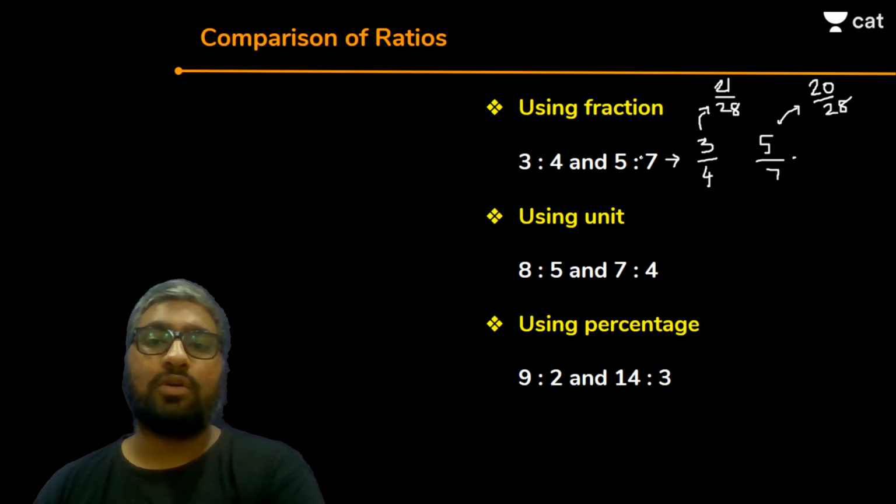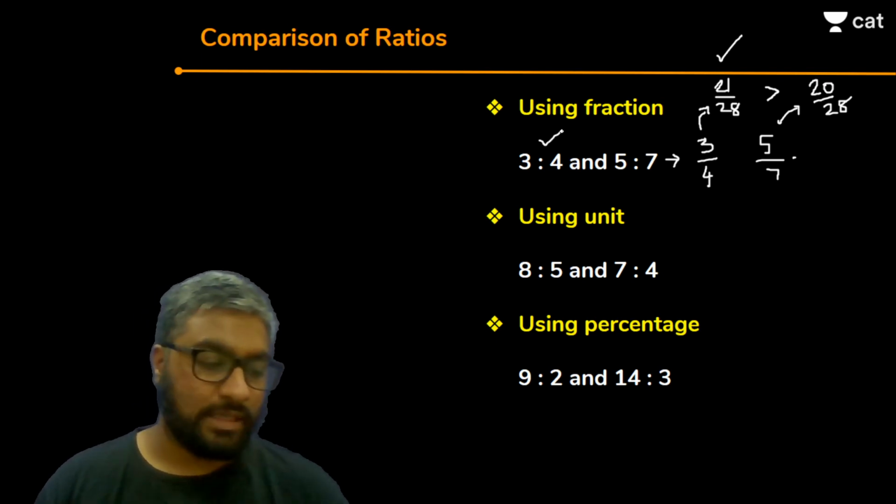Is it 3 is to 4 or 5 is to 7? Very simple to do when you deal with fractions, right? Which is greater? This is greater. If this is greater, that basically means 3 is to 4 is a greater fraction.